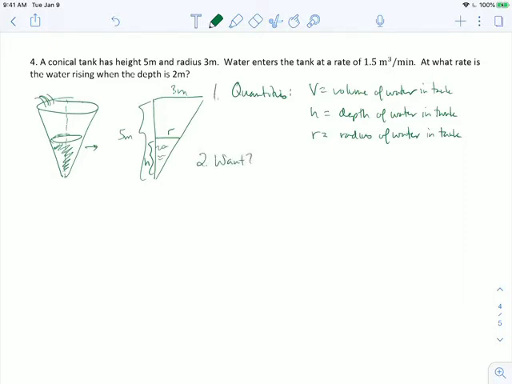What do we want? We want the rate at which the water is rising when the depth is 2 meters. And so we want dH over dt when h is equal to 2. What are we told? We're told that the water is entering the tank at a rate of 1.5 cubic meters per minute. That's the rate of change in the volume of the tank.